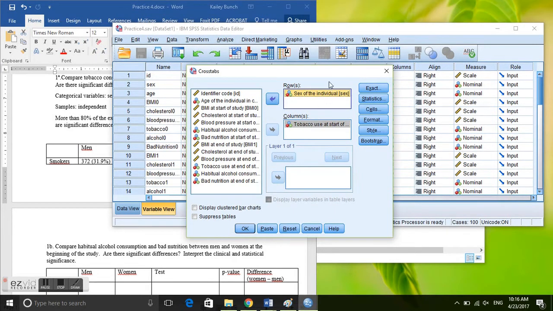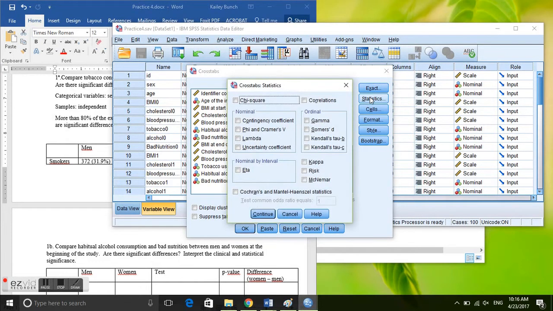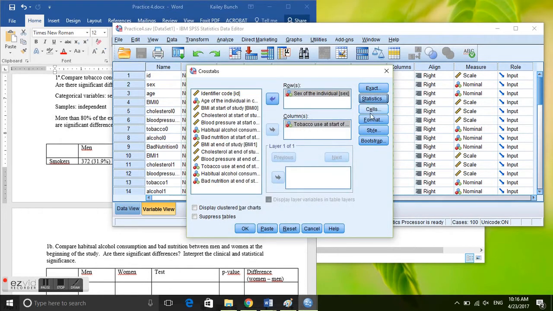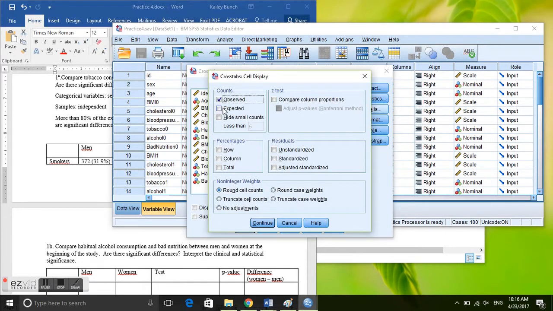Okay, so now we're going to go to Statistics. We're going to click on chi-square, and that's going to give us the chi-square p-value. Go to Cells, click on expected. We need to know the expected values, because if more than 20% of the expected values are less than 5, then we need to take the Fisher's exact p-value, not the chi-square. And click on the percentages. I always like to click on row and column just because it gives me more information, but you always need to be able to decide which percentage you need to use between the two. Click on continue and OK.